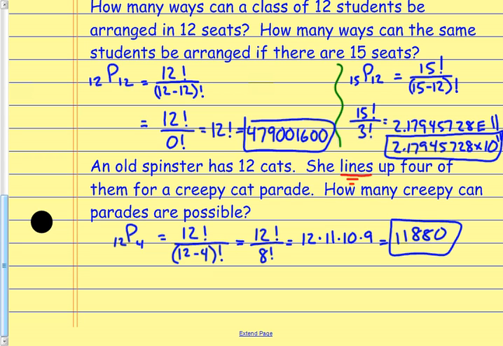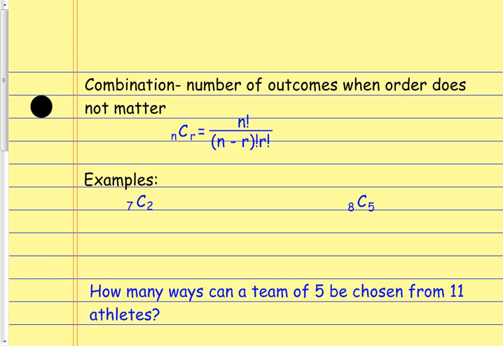The other thing we're going to look at today is combinations, and a combination is the number of outcomes when order doesn't matter, when order is not important. If I'm essentially choosing 2 vegetables and I'm mixing them together in a bowl, the order doesn't matter. It doesn't matter if I put the peas in first and then the carrots, or the carrots and then the peas. I still have this mix of those things.